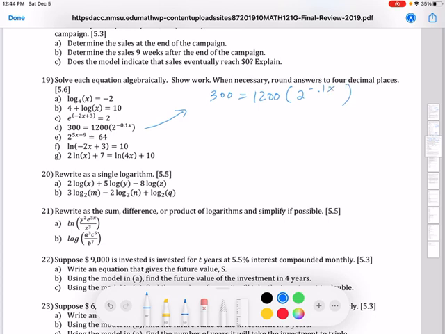Okay, this is an exponential again. So if you have an exponential, we have to use logs. If you have logs, we have to use an exponential. The very first thing, I'm going to get rid of the 1200. To do that, I have to divide both sides by 1200. So in other words, essentially it's 3 divided by 12. That gives you 1/4 or 0.25.